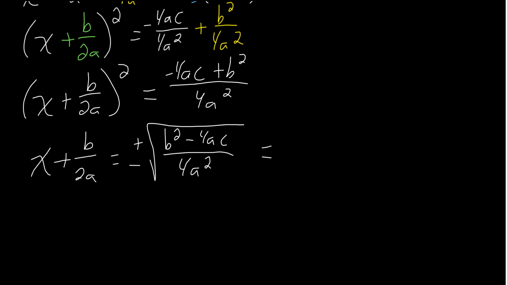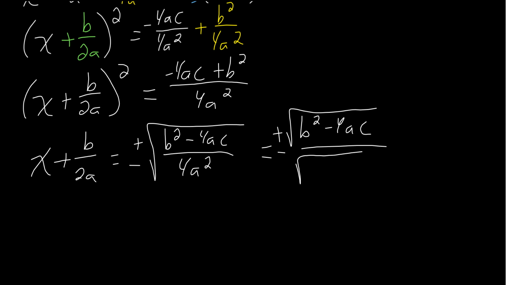We can split this up rather as plus or minus the square root of b squared minus 4ac over the square root of 4a squared, which we know can be plus or minus the square root of b squared minus 4ac. And then what's the square root of 4a squared? Well, the square root of 4 is 2, and the square root of a squared is a, so 2a.